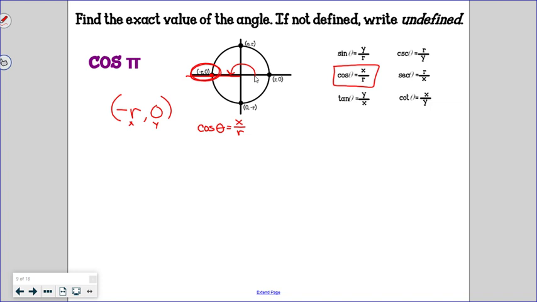And then in the fraction, you're going to go to the ordered pair for your x's and y's. So if we want the cosine of pi, cosine is supposed to be x over r. At pi, here's your ordered pair. So my x value is negative r. R is always r. And negative r over r would simplify down to what? Negative 1, right? I don't know what r is, but a number over itself simplifies down to 1, right? And one of them was negative. So our answer would be negative 1.